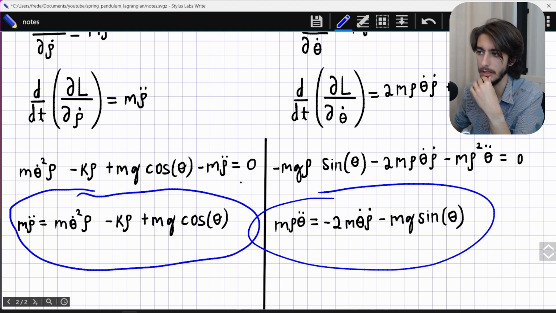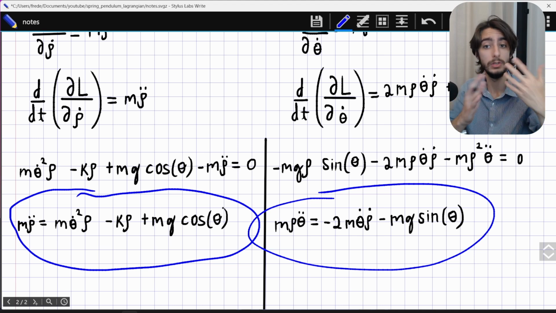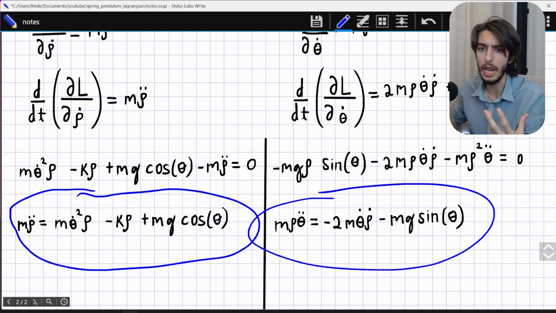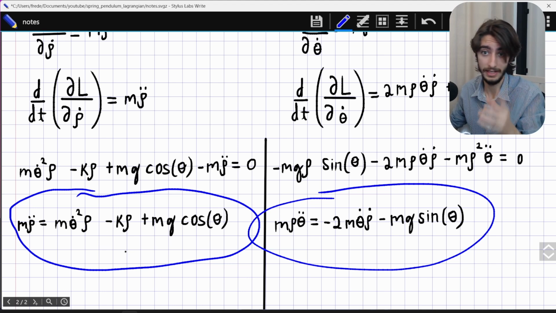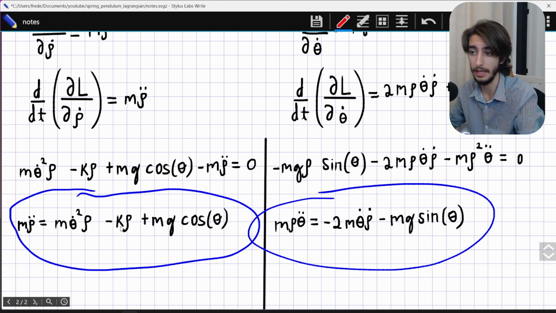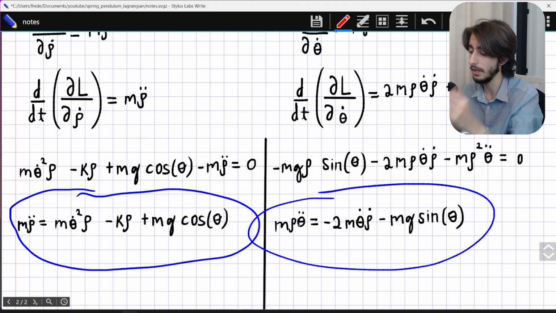In the left case here, the equation for rho, I just wrote m rho double dot alone on one side and then everything else on the other side to leave it in that format, right? In that shape that we know from Newtonian mechanics, right? So m rho double dot, which is essentially mass times acceleration, is equal to something that has the units of force. That's very cool. You can check it for yourself. These have units of force. And specifically, this is the spring force, right? K times the distance. And this is the gravitational force. Cool, right?